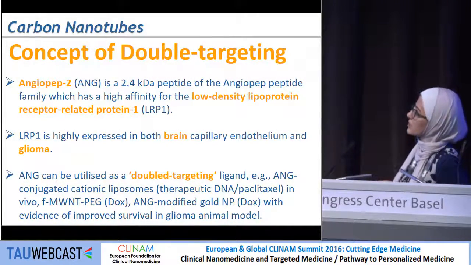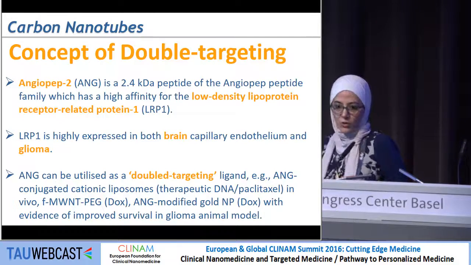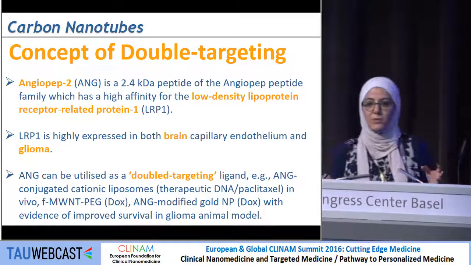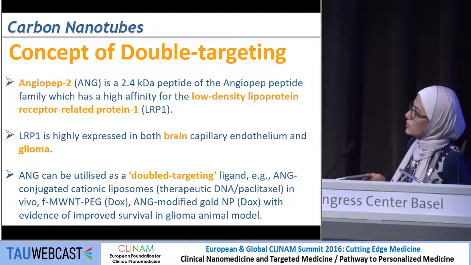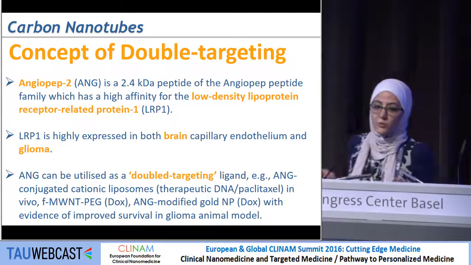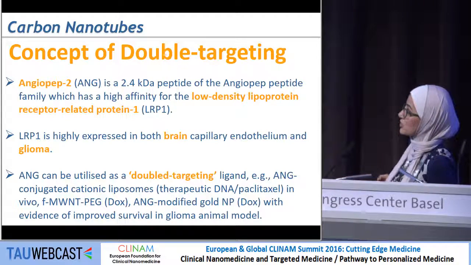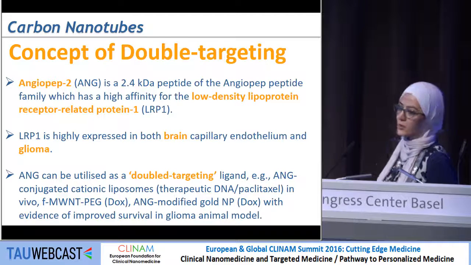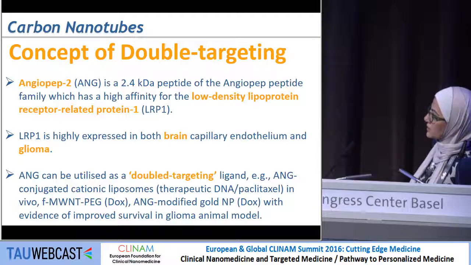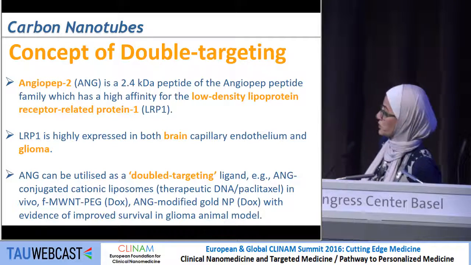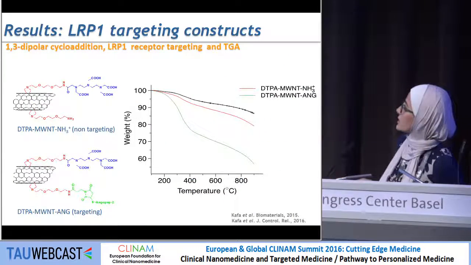So we utilize the concept of double targeting here, and double targeting relies on a receptor that's overexpressed on the blood-brain barrier, but also on a target beyond, and in this case, a glioma. We use a particular peptide here called angiopep2, which recognizes the LRP1 receptor, which, as I mentioned, is expressed on the brain capillaries as well as the glioma. It has already been shown that this mechanism of active targeting can be coupled to other types of nanoparticles and improves the survival of animals. So why not combine it with the CNTs?